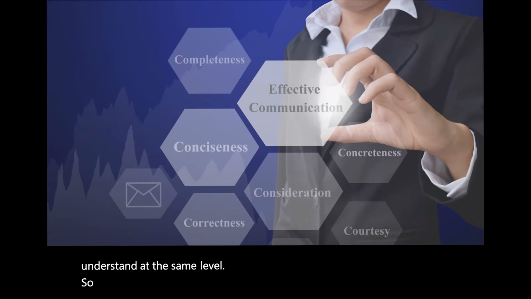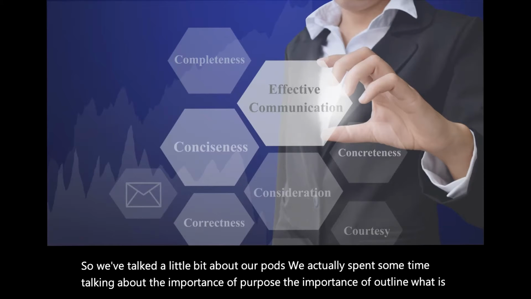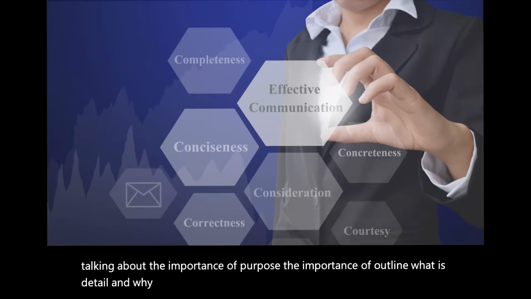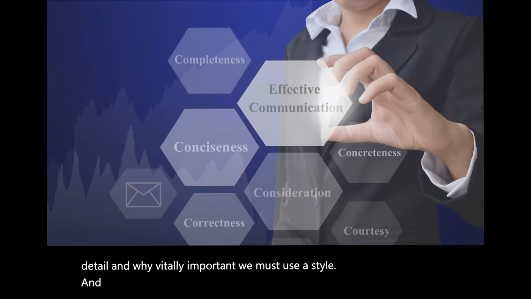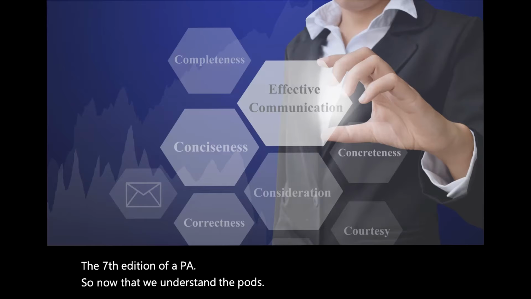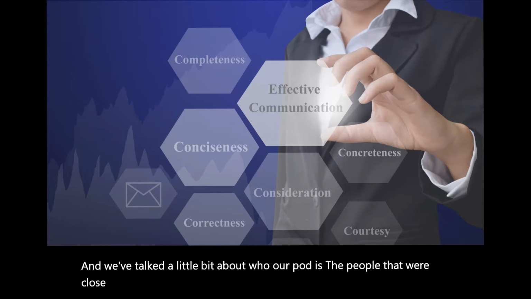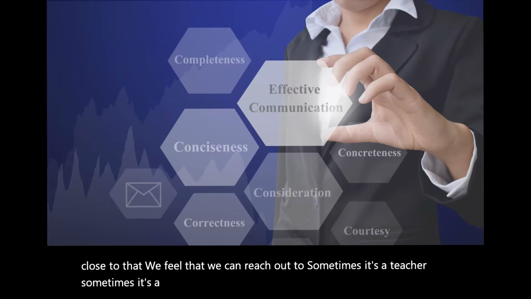So we've talked a little bit about our pods. We actually spent some time talking about the importance of purpose, the importance of outline, what is detail, and why vitally important we must use a style. And this process uses APA 7, the 7th edition of APA. So now that we understand the pods, and we've talked a little bit about who our pod is, the people that we're close to, that we feel that we can reach out to. Sometimes it's a teacher, sometimes it's a friend, sometimes it's a family member.